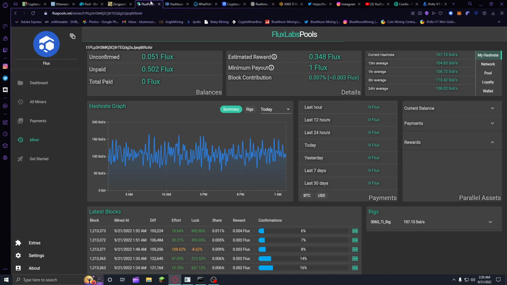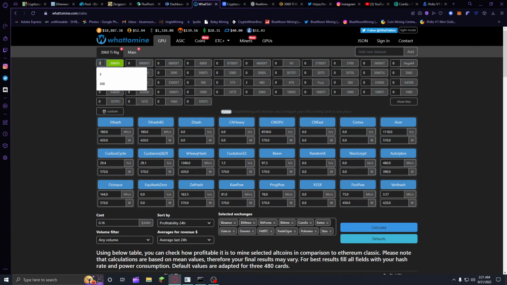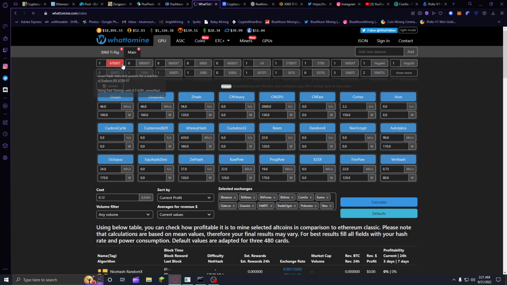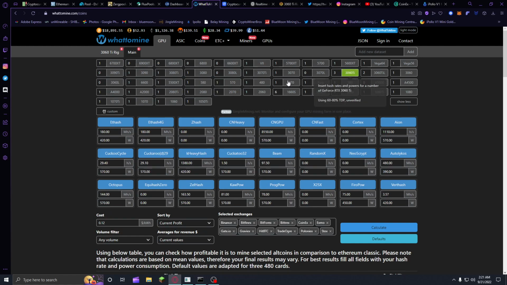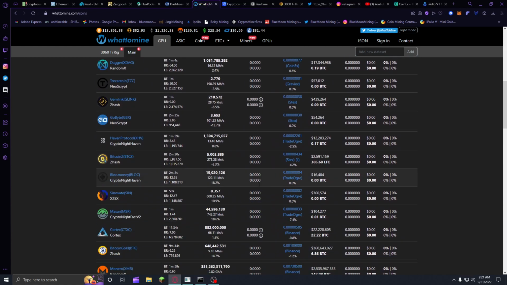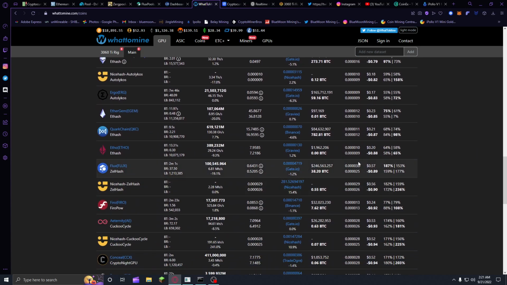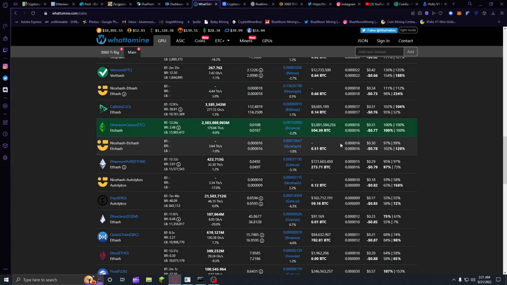Like I'm mining Flux right now, and if I were to go and just put two of my 3060s on it, slapping my electrical rate, and we'll find Flux, and probably gonna be way down here. Right here, I'm losing 89 cents a day. I'm losing. I don't really think there's any profitable coins out there, and it's gonna be that way for a while.